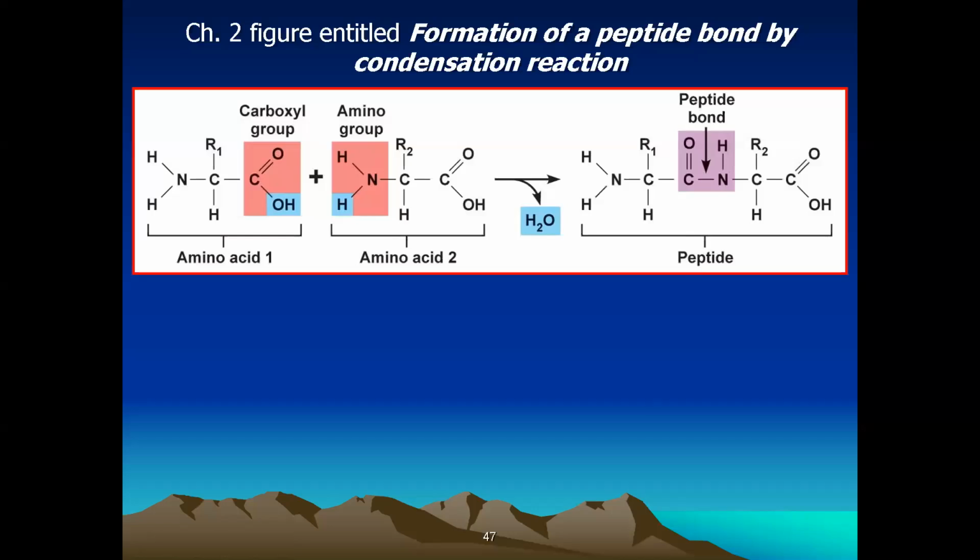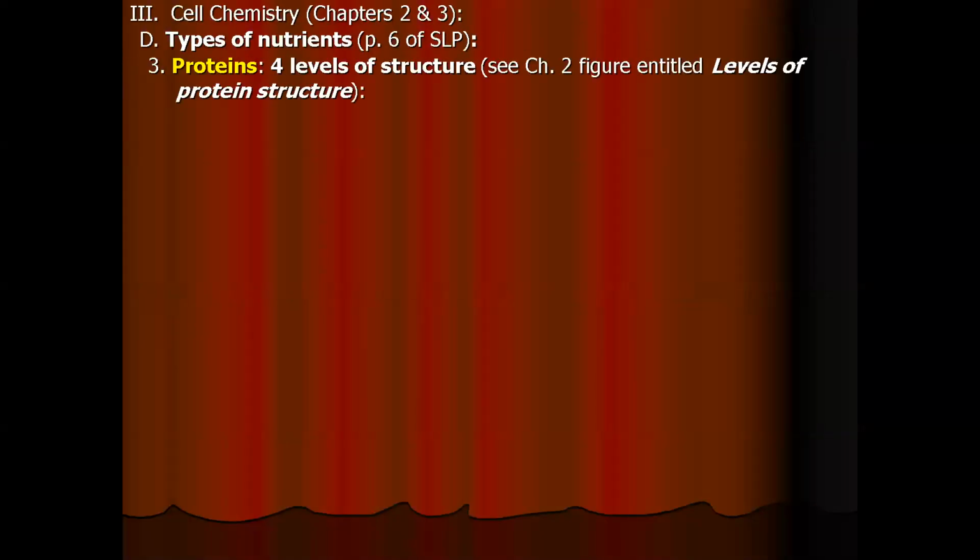So you can only make 12 out of the 20. That means the other 8 you have to eat. Those are essential amino acids. You can't make them, you have got to eat them, or you're going to have a protein deficiency.